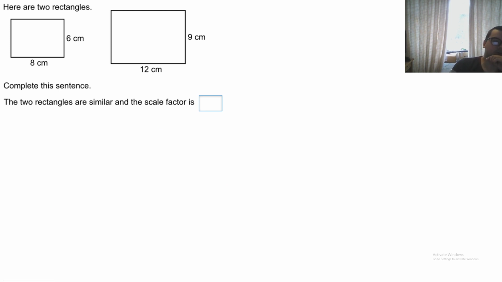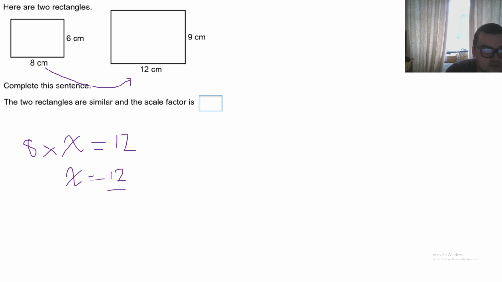Here are two rectangles, complete the sentence. The two rectangles are similar and the scale factor is 1. Now the scale factor is what we multiply the smaller number by and get to the big number. So we go from 8 centimetres to 12 centimetres. So 8 multiplied by something, x, equals 12. We're going to solve for x. X equals 12 over 8, which equals 1.5 or 3 over 2. So we're just going to put 1.5 and there we go, Bob's your uncle.